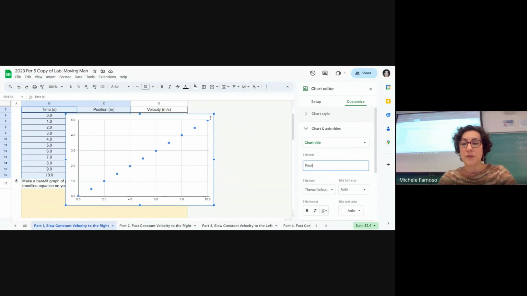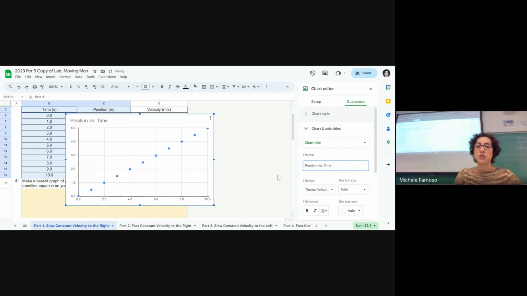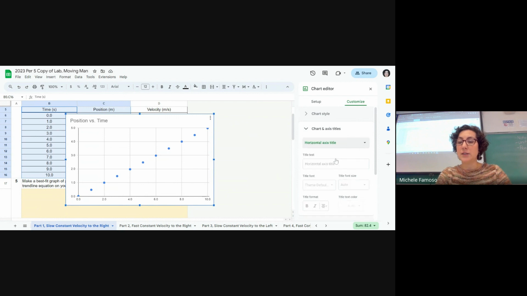This is a graph of position versus time. So we have to type that in, position versus time. Can you all see on my screen well enough? Or should I make this bigger? No one's saying make it bigger. So position versus time. Now click that down arrow and go to Horizontal Axis Title.